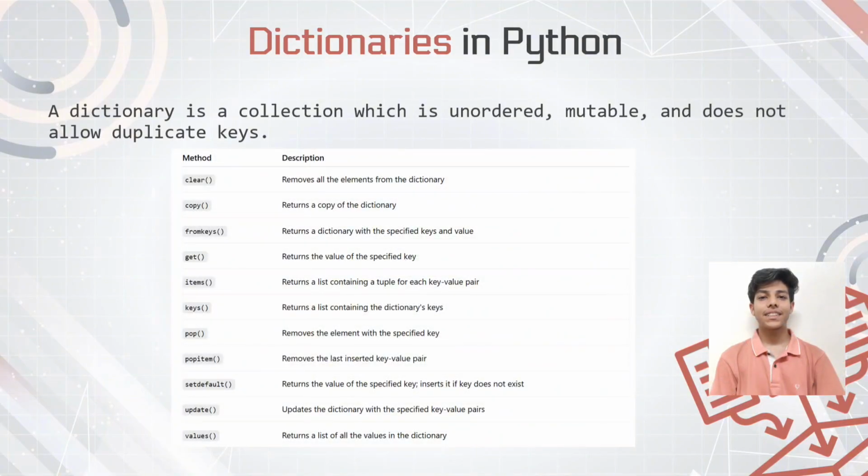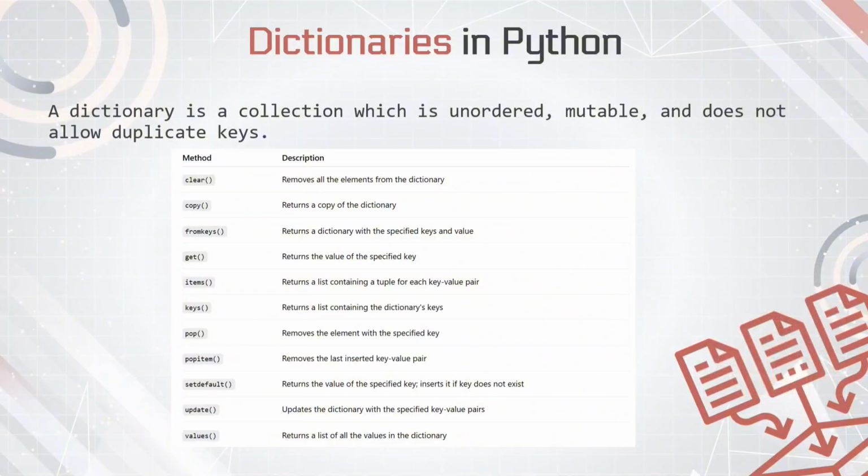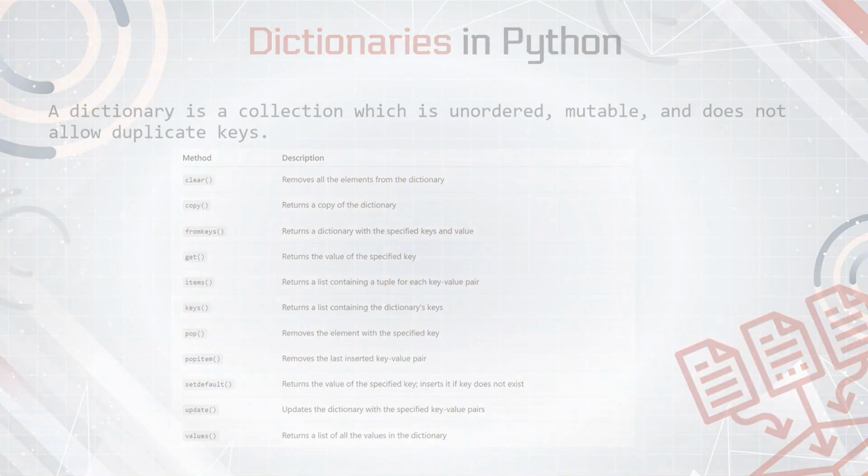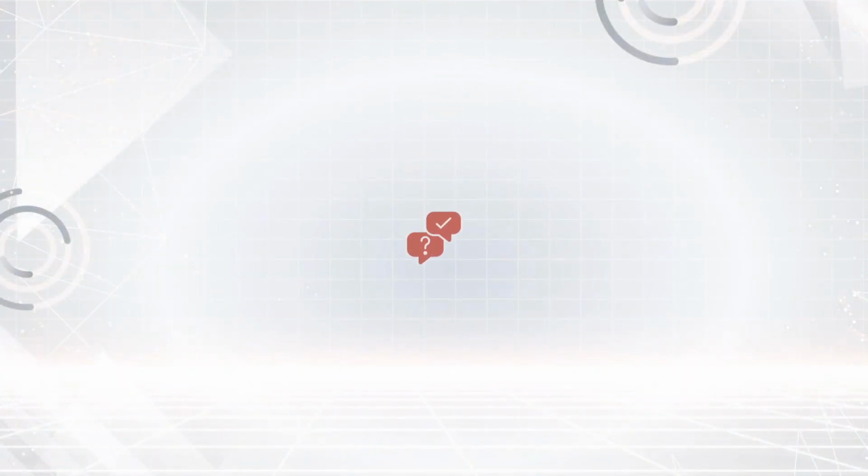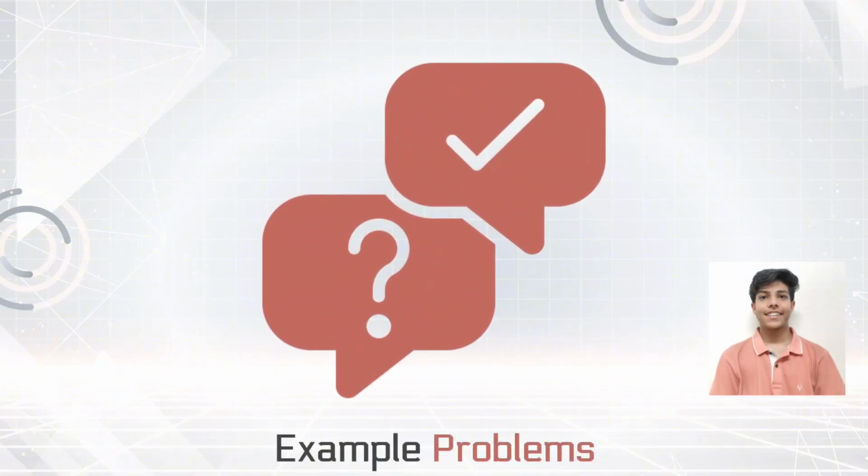Dictionary has various methods like copy, fromkeys, values, etc., some of which I have specified here. Finally, let's see some example problems to get a better understanding of the collection data types in Python.